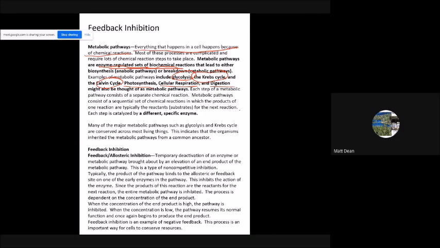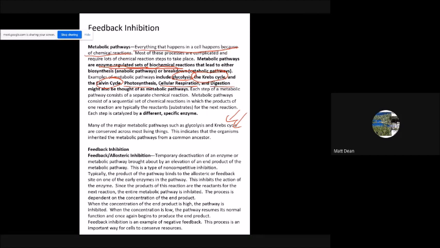Another important point that shows up on pretty much every AP exam is that many of the major metabolic pathways in all of life, like glycolysis and Krebs cycle, are conserved amongst living things. Glycolysis works essentially the same in all living things, from bacteria to fungus to protist to plant to animal. Same can be said for Krebs cycle. So this indicates that organisms evolved from a common ancestor, that they're related through evolution.